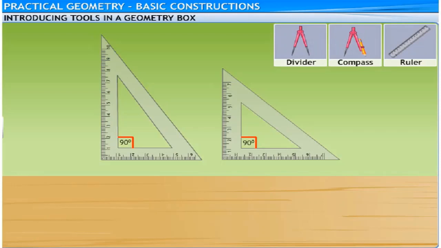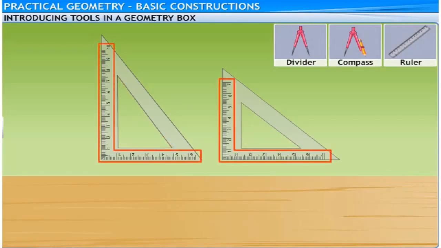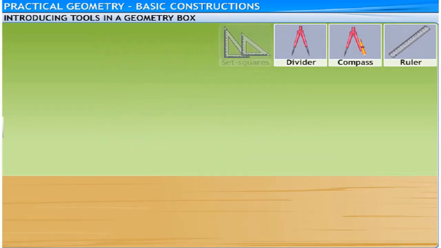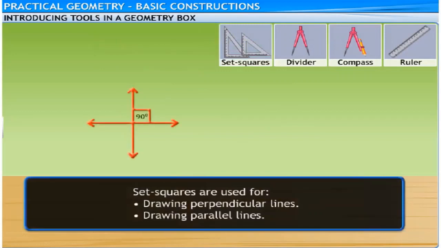The set square that is an isosceles triangle has two angles measuring 45 degrees each. The set square that is a scalene triangle has two angles measuring 30 degrees and 60 degrees. The two perpendicular sides of each set square are graduated into centimeters. These tools are used to draw perpendicular lines and parallel lines.